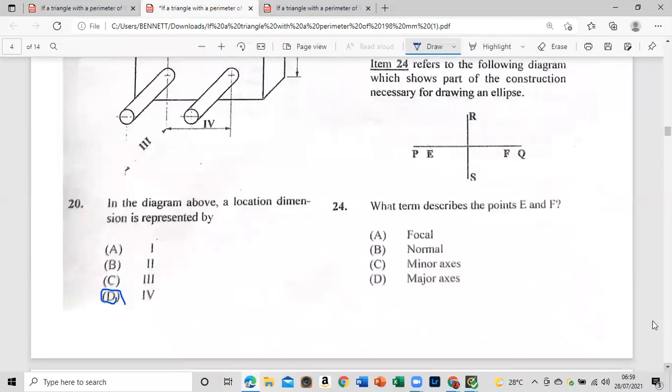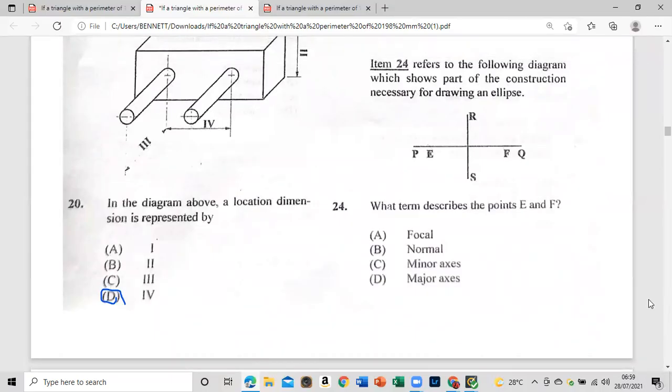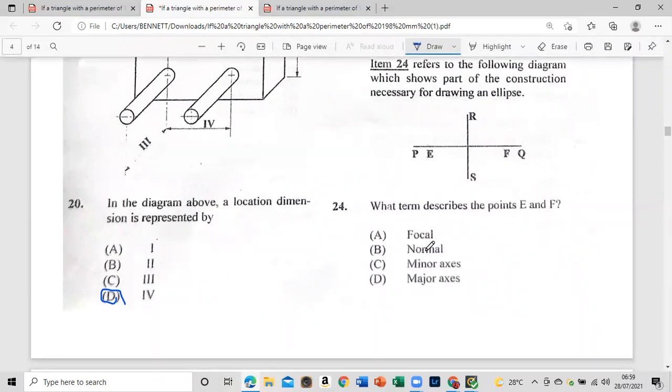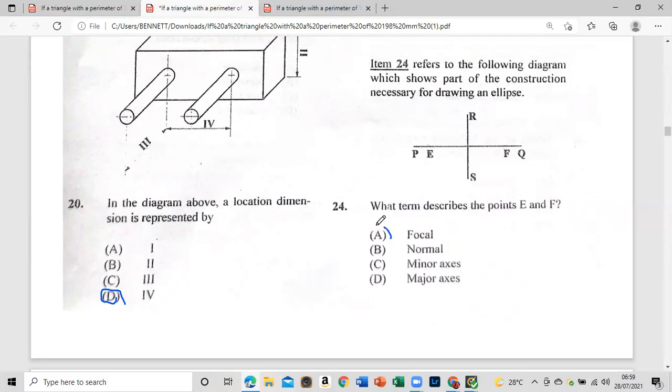I love this subject. Alright, item 24 refers to the following diagram. We choose the part of construction necessary for drawing an ellipse. And what term best describes points E and F? So that's E and F. And that is, is it focal, normal, minor axis, major axis? And it's actually focal.